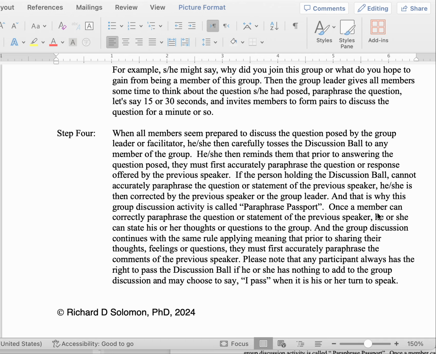Now, once again, once a member can correctly paraphrase the question or statement of the previous speaker, he or she can then state his or her thoughts or questions to the group. And the group discussion continues with the same rule applying, meaning that prior to sharing their thoughts, feelings, and questions, they must first accurately paraphrase the comments of the previous speaker. Please note that any participant always has the right to pass the discussion ball if he or she has nothing to add to the group discussion, and they may simply choose to say, I pass, when it is his or her turn to speak.